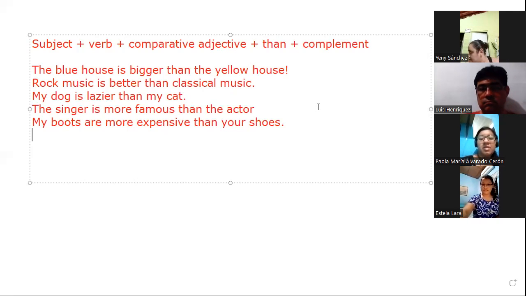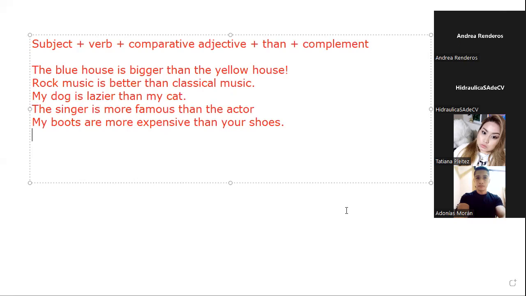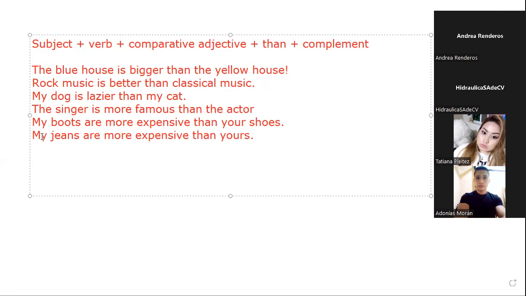Ok. Entonces, ¿alguien más quiere probar a ver si está claro? My jeans are more expensive than yours. Yes, my jeans are more expensive than yours.